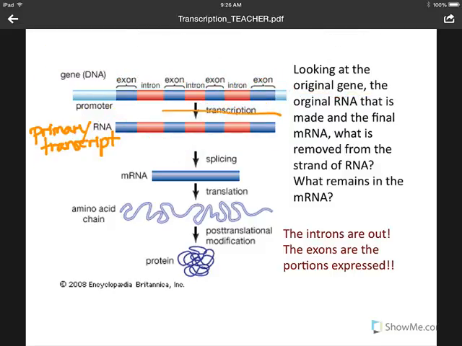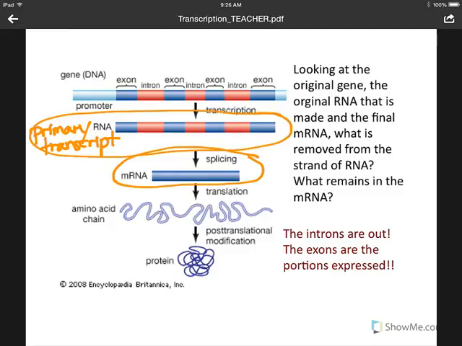So when I look at my primary transcript and what happens next, you're going to notice that my introns, which are these red sections, these get removed, and my exons, which are these blue sections, those are what are actually going to remain.